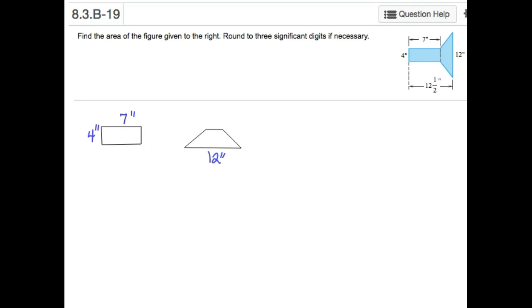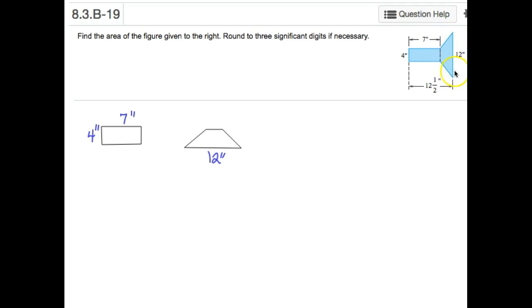This problem says find the area of the figure given to the right, round to 3 significant digits if necessary. So the first object in this picture is a rectangle. That one is pretty easy to identify, and the length and width are pretty easy to see as well. We can see here that this full length is 7 inches and the width is 4 inches. So I just copied and kind of separated that rectangle out.